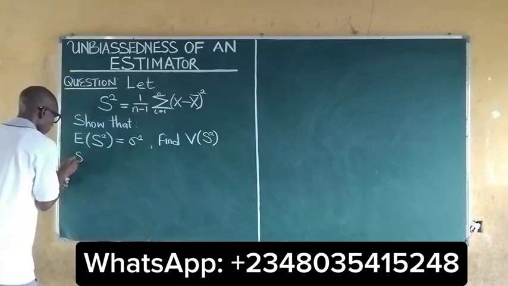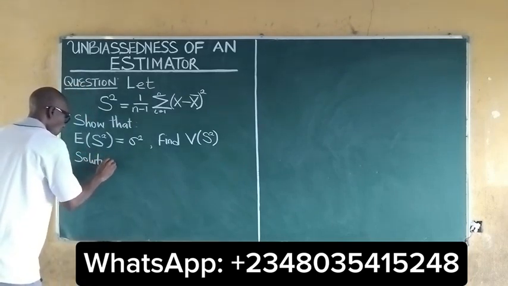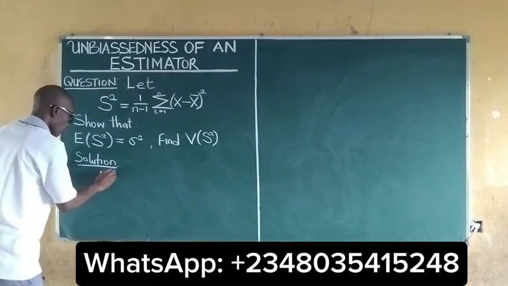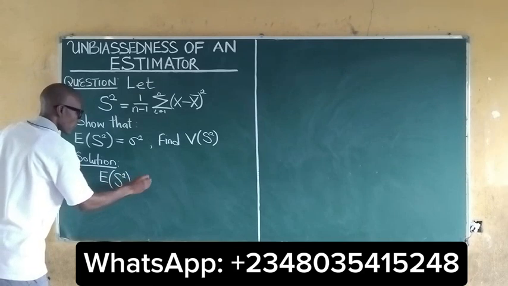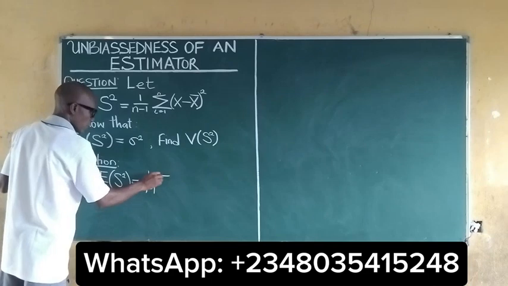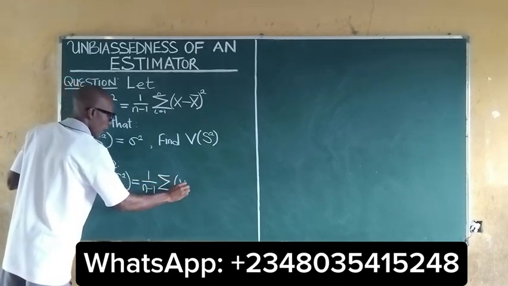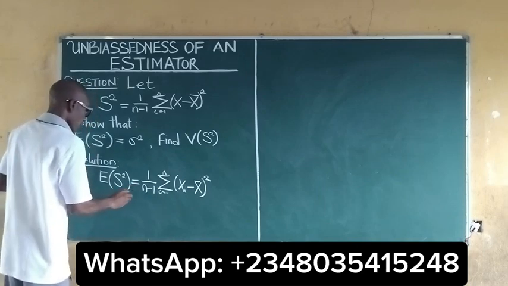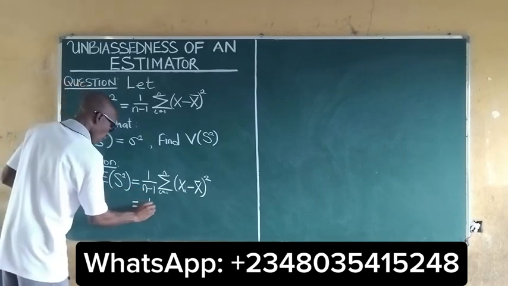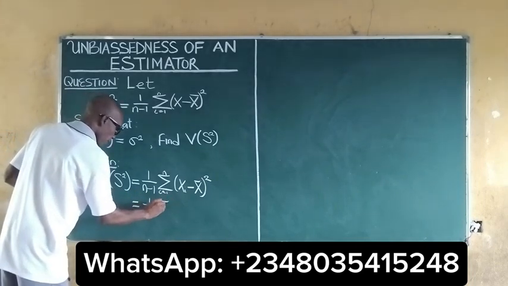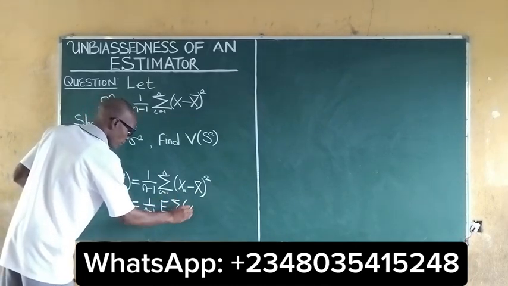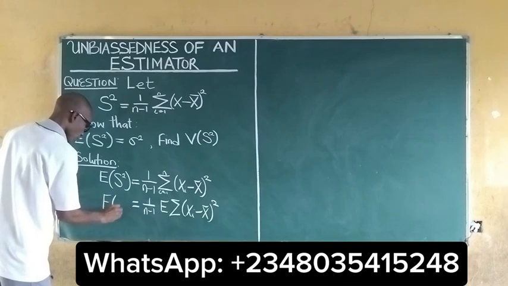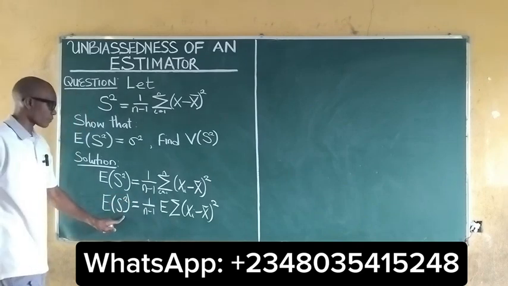Solution. Given this, the expectation of s squared, 1 all over n minus 1 summation of xi minus x bar all squared, where i ranges from 1 to n, is the same thing as 1 all over n minus 1 expectation of summation of xi minus x bar all squared.